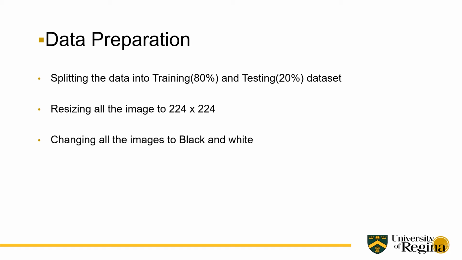And the second thing we are doing is we are resizing all the images to 224 by 224. And also the third thing is we are changing all the images from color to black and white such that the pixel values will be 0 and 1 only.